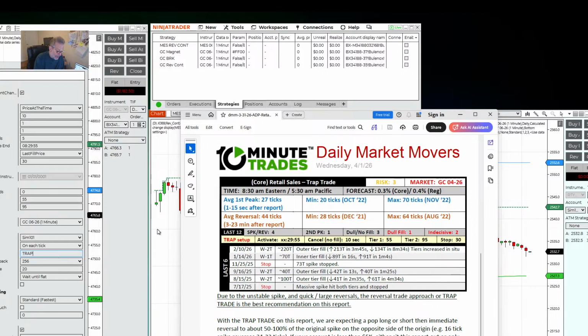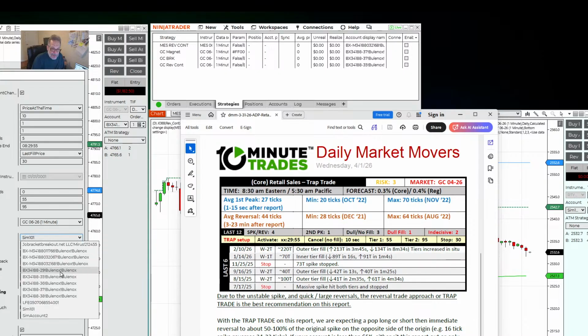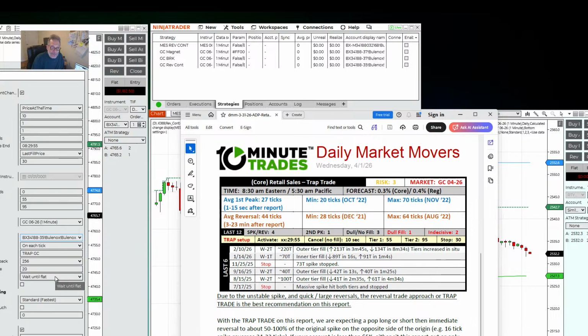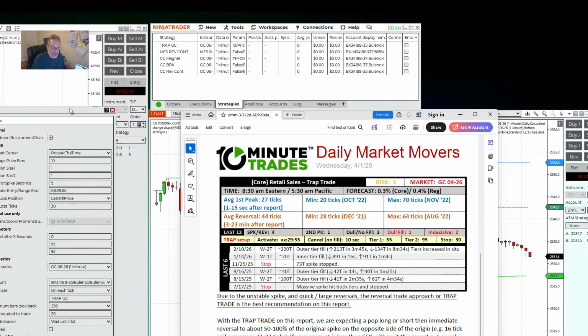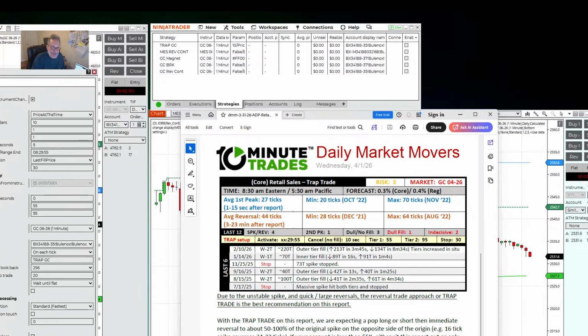Label it trap GC, and then I'll put it on account 35. I'll apply it. Now, if you want to see where your brackets are going to show up, you can set the time to 0, even on a trap trade. And you can see where your brackets are going to show up.